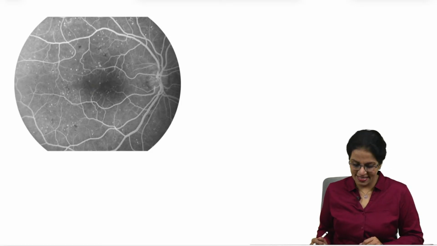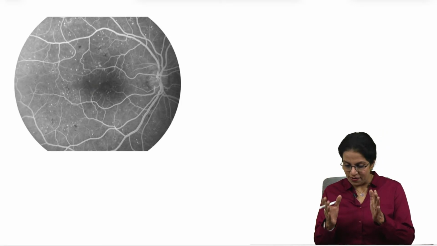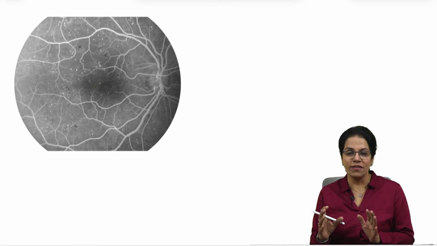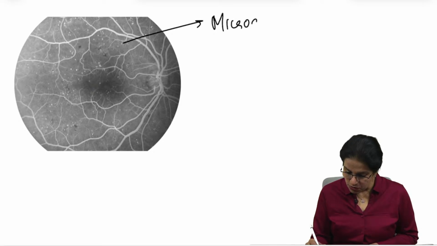What is the diagnosis now? I can see a fundus fluorescein angiography. I can see multiple hyperfluorescent dots on the fundus, and these are nothing but microaneurysms. No, it's not proliferative. These are microaneurysms. And what are the two questions on microaneurysms?